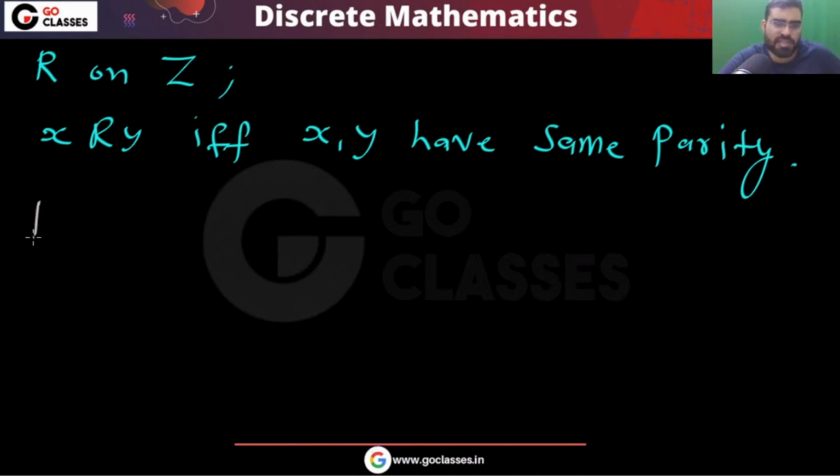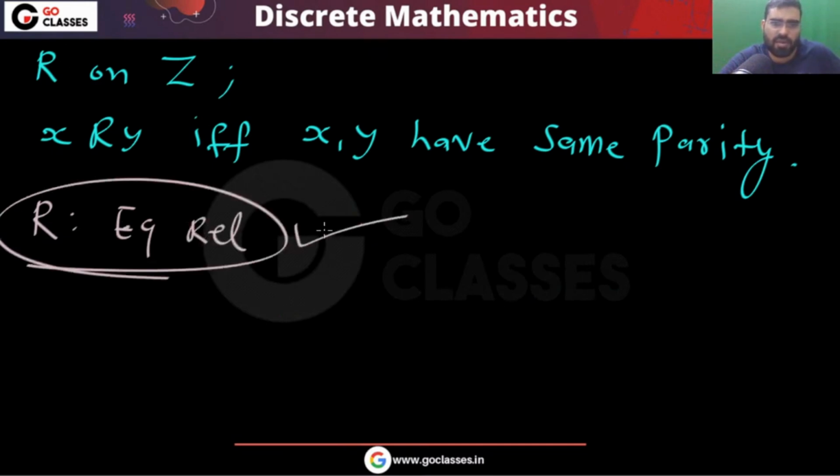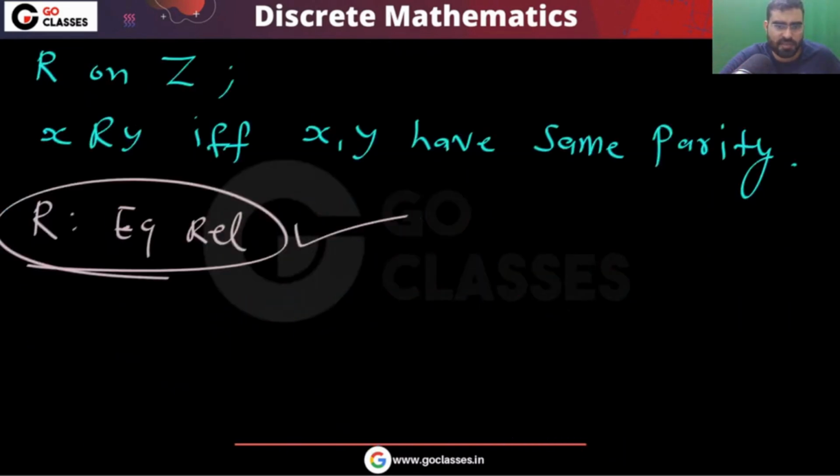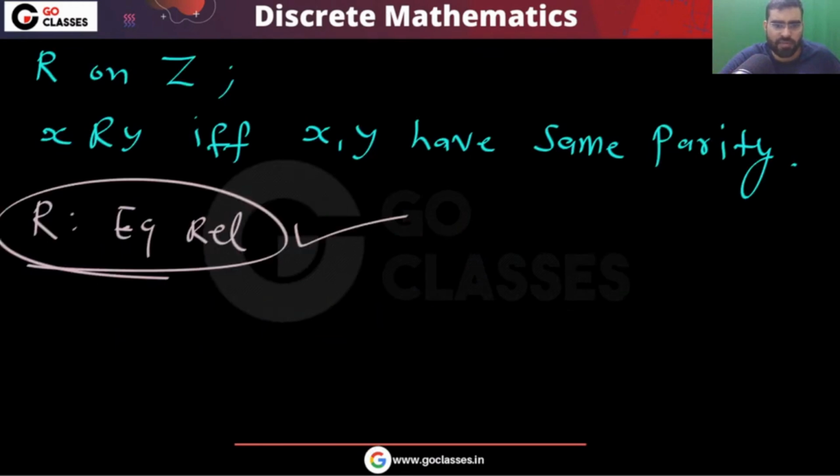So I can say this relation R is an equivalence relation, correct? So definitely this statement is wrong because the relation is an equivalence relation. Now the question is asking for equivalence classes. How many equivalence classes are there? The equivalence relation is fine, but how many equivalence classes do we have?